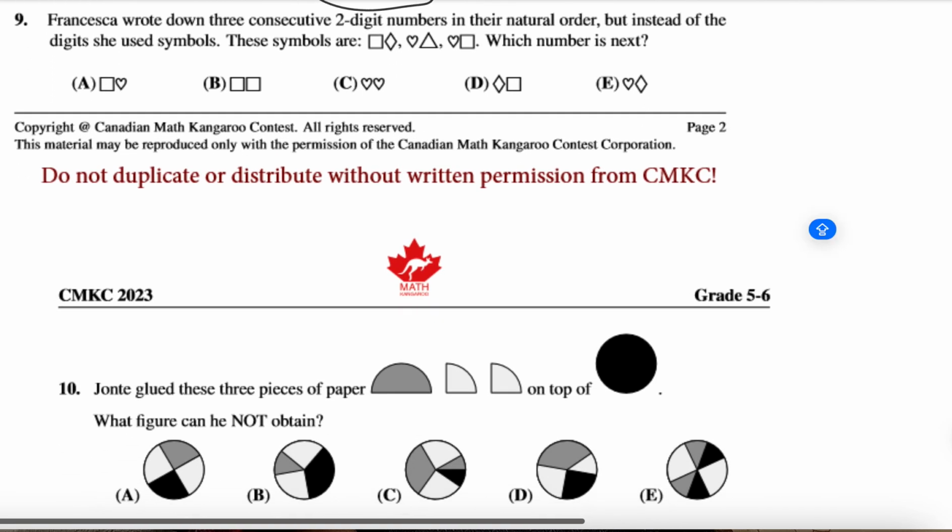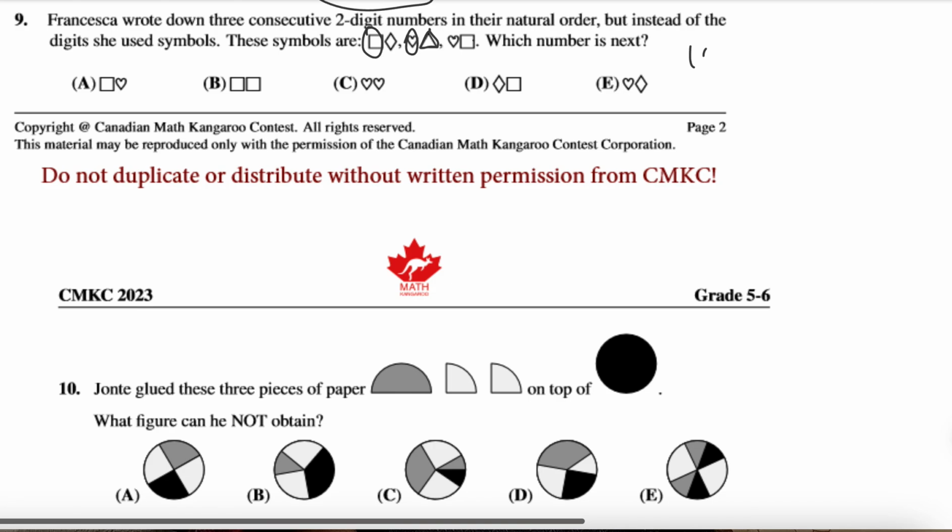Number 9. Francisa wrote down 3 consecutive 2-digit numbers in their natural order, but instead of using digits, she used symbols. Which of the symbols? These symbols are square. I think this is a. Okay, let's just say square, rhombus, heart, triangle, and heart, square. So, as you could see, the tens digits are different for some reason.